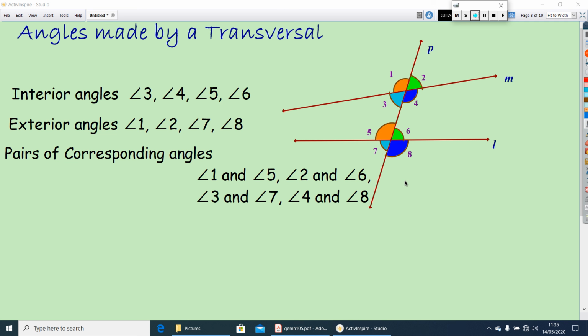One more condition you can say, one angle is exterior and its corresponding angle will be interior. That is why it is called the corresponding positions. It holds corresponding positions.